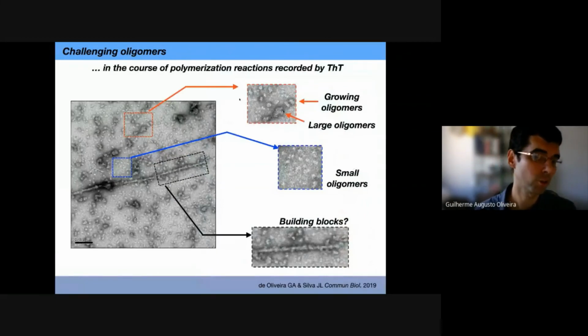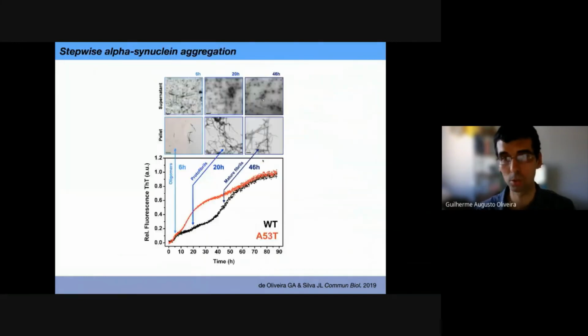And there's also a nice story about these challenging oligomers. We have information that they could be the building blocks to polymerize the fibrils. We can discriminate small oligomers and large oligomers during the polymerization reaction. In the course of the polymerization reactions recorded by thioflavin T, we have this stepwise aggregation process of full-length alpha-synuclein. So this is also a pretty nice work. They are publishing in Communications Biology. So I invite you to take a look if you're interested in this thematic.